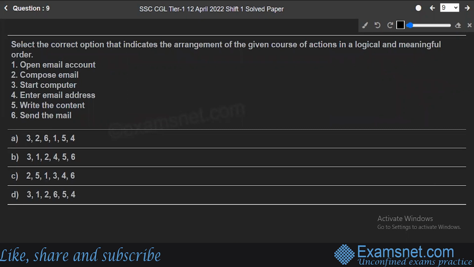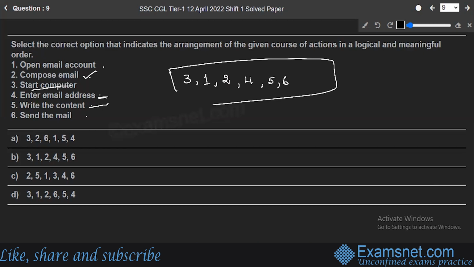First of all, of course, what do you have to do? You have to start your computer. This is the basic thing, the very first thing that you have to do, right? So this is the first thing. Then after that, open email account, compose, enter email address, write the content, send. Of course, you have to open your email account. After opening your email account, you have to compose an email. You have to click on compose an email, right? After that, you enter an email address is the next thing, right? After that, you write down the content. That's number 5. And then finally, you send the mail. So this is 312456, which is the correct option.